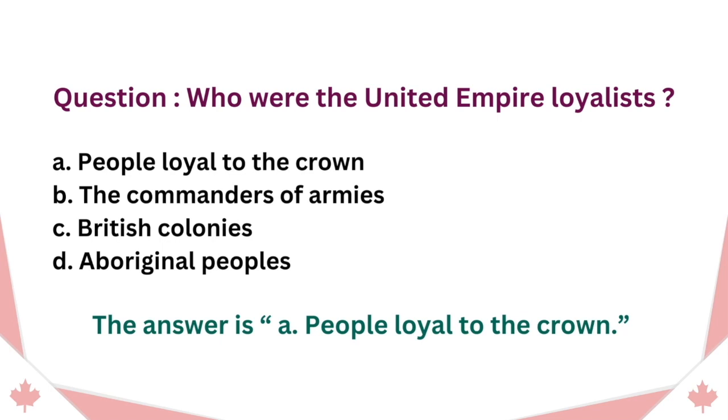Question. Who were the United Empire Loyalists? A, people loyal to the Crown. B, the commanders of armies. C, British colonies. D, Aboriginal peoples. The answer is A, people loyal to the Crown.